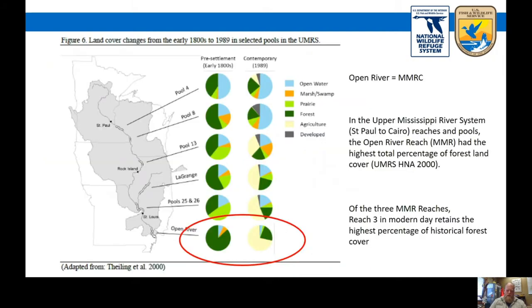Compared to all other reaches in the upper Mississippi River system, historically, the Middle Mississippi had the highest percentage of forest land cover, as these pie graphs show. Middle Mississippi is highlighted in the bottom. Of the three reaches in the Middle Mississippi, Reach 3, the Thebes Gap reach, retains the highest percentage of historical forest cover.